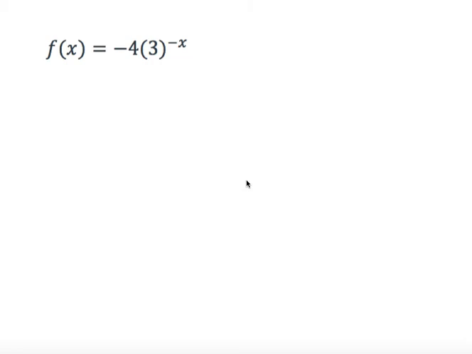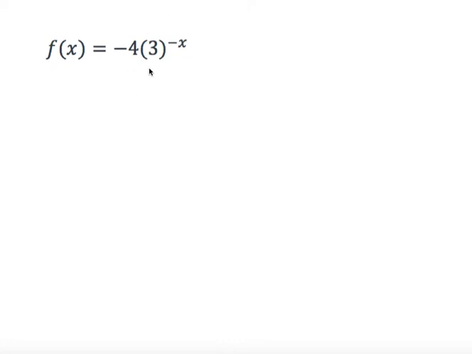I want to make a quick video and show you how to find domain and range of exponential growth and decay functions. So we're going to start with this one. And we have f of x equals -4 times 3 raised to the negative x power.